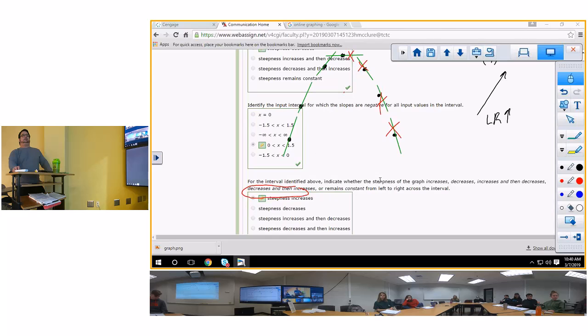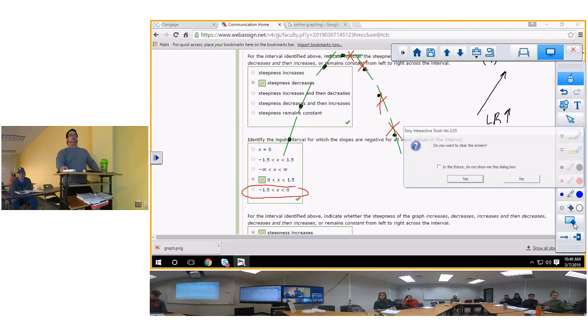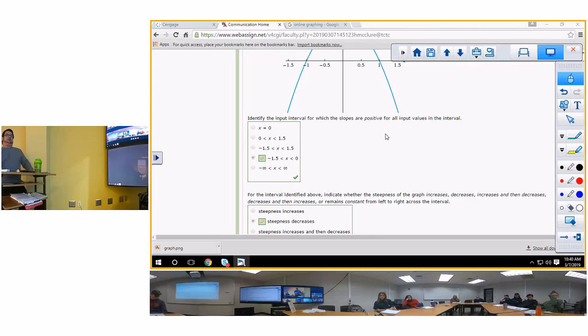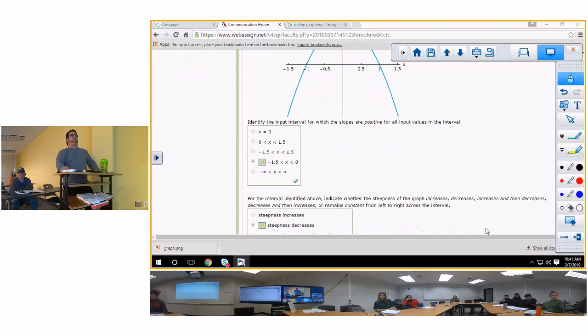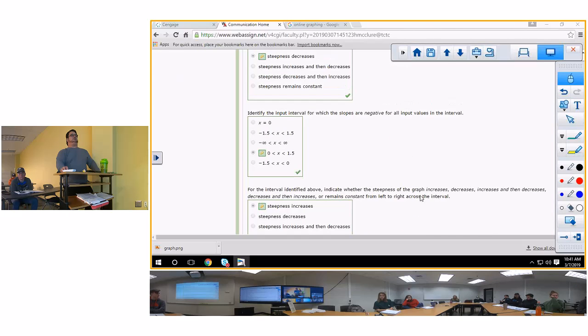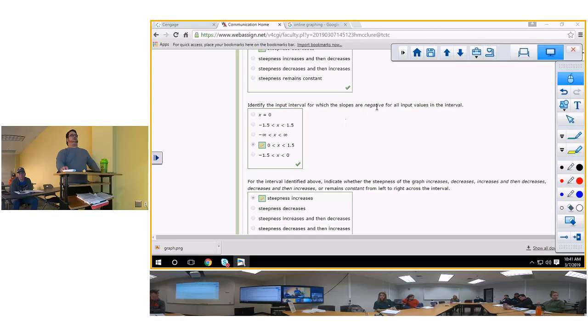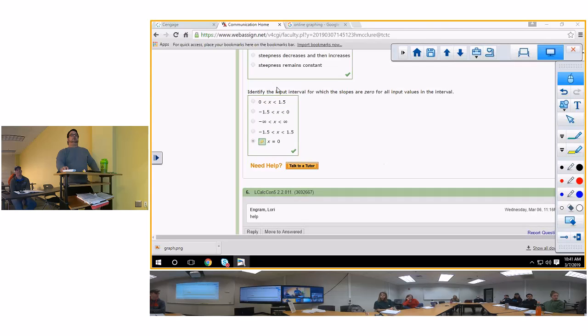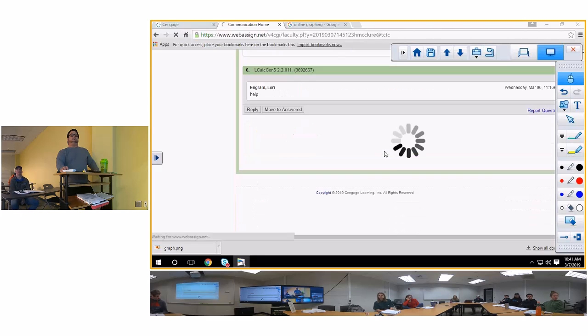Is this important to you passing this course? Not really, but they're just trying to get you to learn how to read the tangent lines or the slope. That's what they're trying to get across to you. Where are the slopes negative? From 0 to what? 1.5. We done determined that. And the steepness increases. Identify the input. What's 0 at 0? I showed you that. Okay?